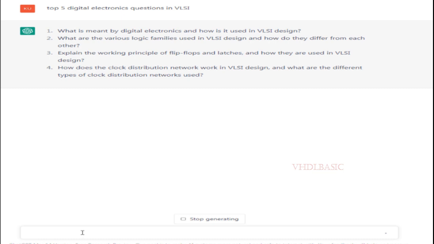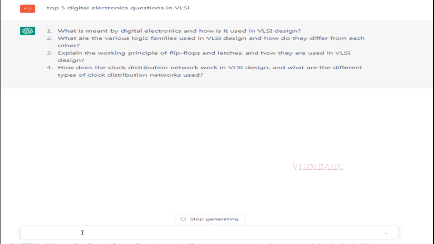Tree-based clock distribution network. In this type of network, the clock signal is distributed from a central point to all the synchronous elements in the design in a tree-like structure. The main advantage of this type of network is its simplicity, but it may not be suitable for large designs due to long interconnects and high capacitance.